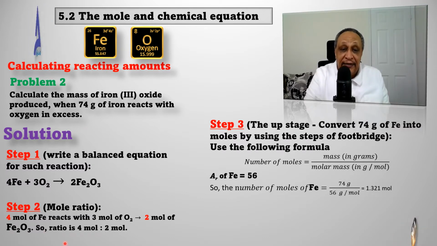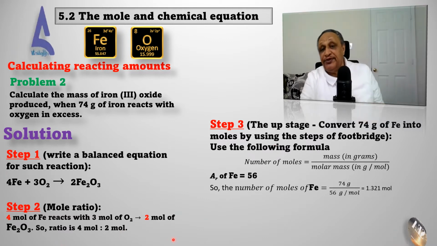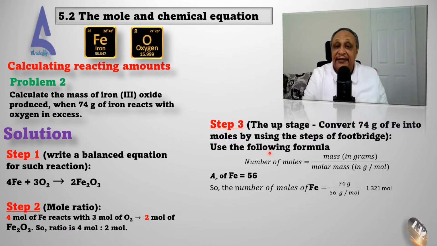Then the ratio is between this one and this one, because there is nothing but this one and this one, and here it is 4 moles to 2 moles. Based on this, I'm going to step 3, where the number of moles equals mass in grams over the molar mass in grams per mole.